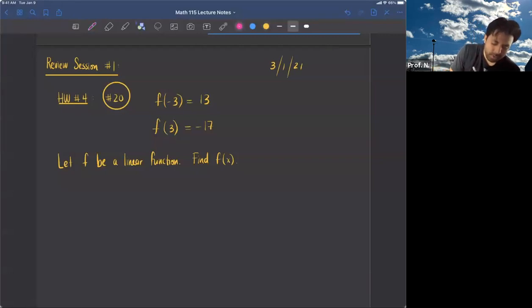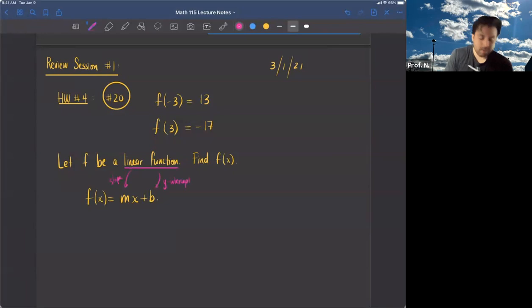Do you guys recall what linear functions are? Linear functions have this form, right? mx plus b. So I have a slope and I have a y-intercept. Now, it seems as though there's not much here, but everything that you need is here. It's just that you have to be able to interpret this.